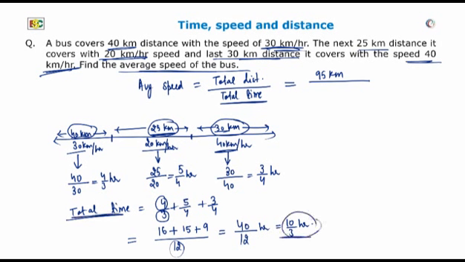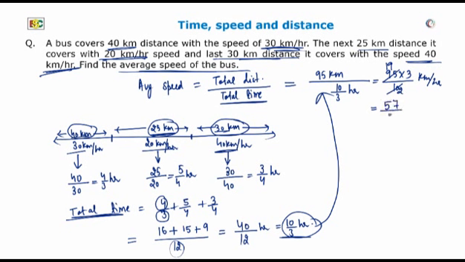Now we will put this value in the formula. It is 10 by 3 hour, and this will be equal to 95 into 3 upon 10 kilometer per hour, or 57 upon 2 kilometer per hour, or 28.5 kilometer per hour. That is our average speed.